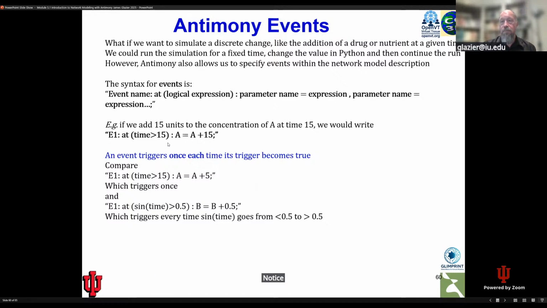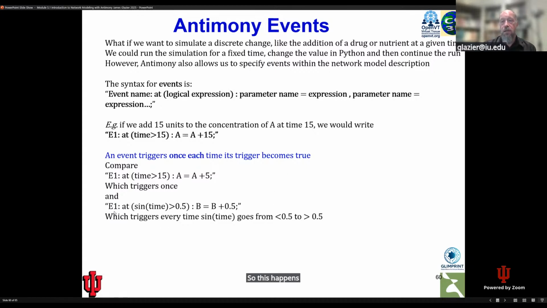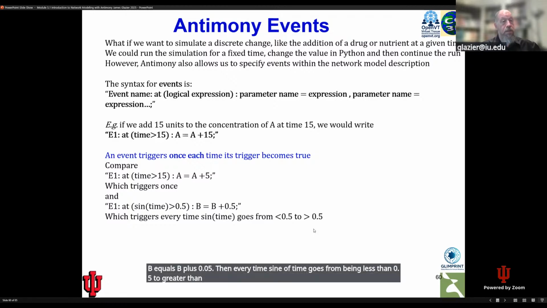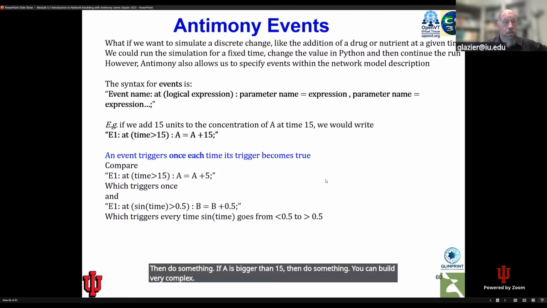Notice that this doesn't happen every time after time 15. Events trigger once when the trigger goes from false to true. So this happens only once. If I wrote E1 colon at sine of time greater than 0.5, B equals B plus 0.05, then every time sine of time goes from being less than 0.5 to greater than 0.5, it'll happen again. And so you can have triggering on values. I could say, if B is greater than A, then do something. If A is bigger than 15, then do something. You can build very complex logical rules here.